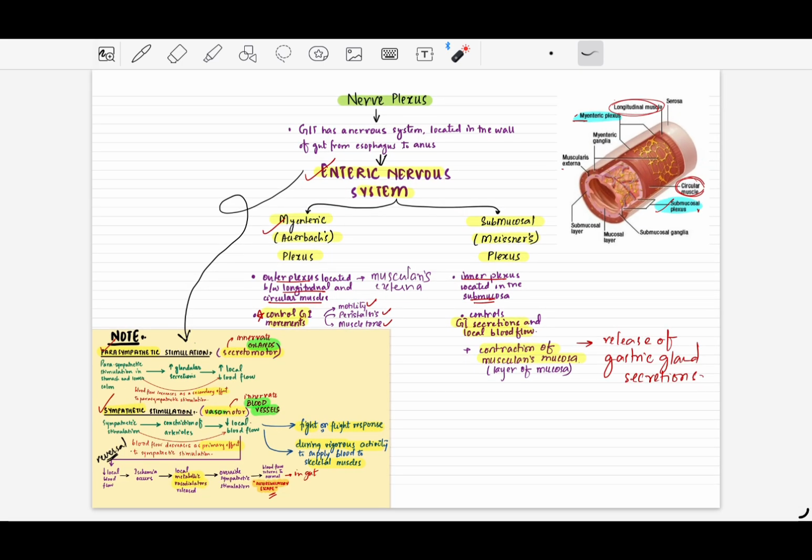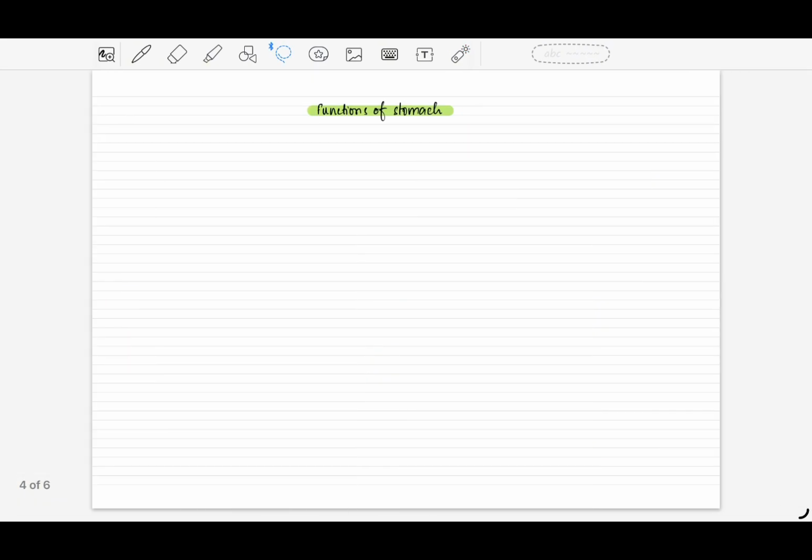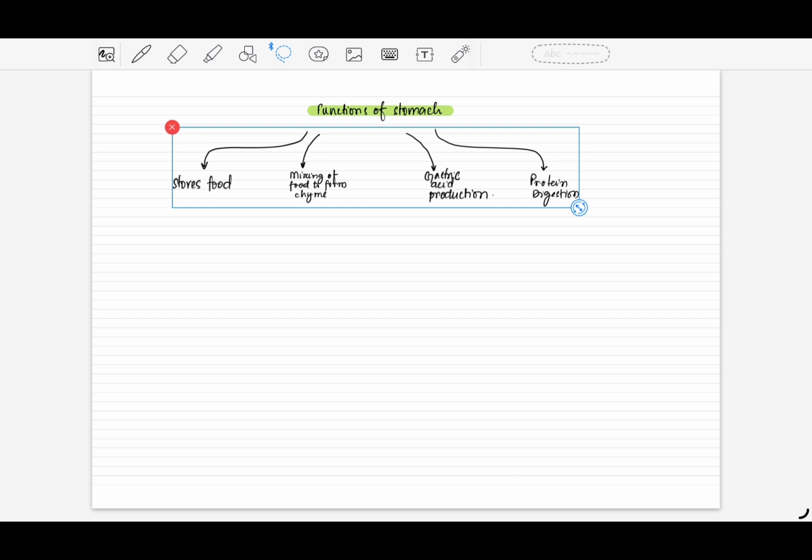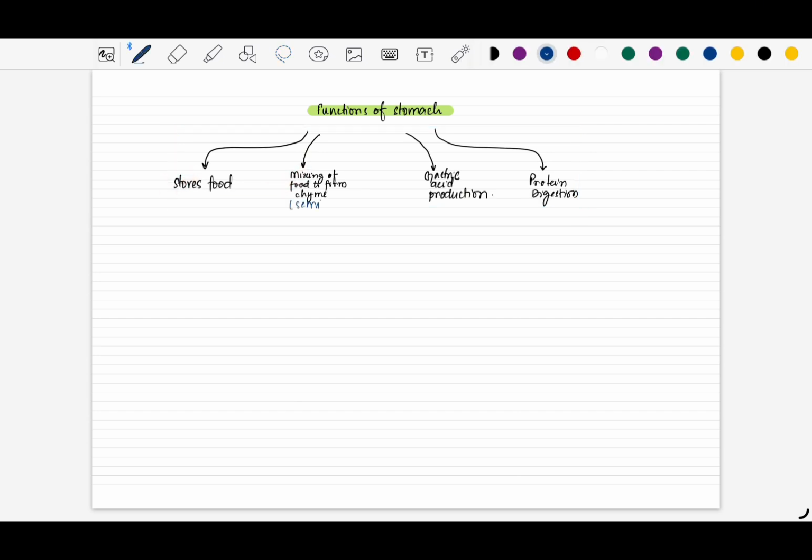So this is all we need to know about the nerve supply located in the wall of the gut, in this case the stomach. Up next, we have the functions of the stomach. The stomach has 4 major functions. It is responsible for storing food and mixing the food to form chyme. Now, chyme is semi-solid food that is going to enter the small intestine. Then we have gastric acid production and protein digestion. Let's discuss each of them in detail.